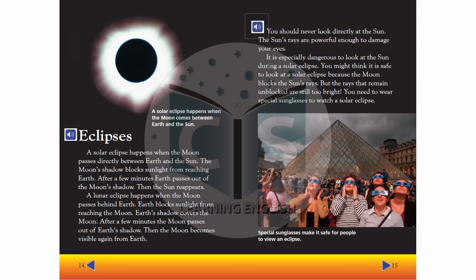You should never look directly at the sun. The sun's rays are powerful enough to damage your eyes. It is especially dangerous to look at the sun during a solar eclipse. You might think it is safe to look at a solar eclipse because the moon blocks the sun's rays. But the rays that remain unblocked are still too bright. You need to wear special sunglasses to watch a solar eclipse.